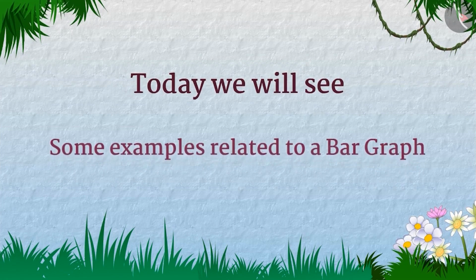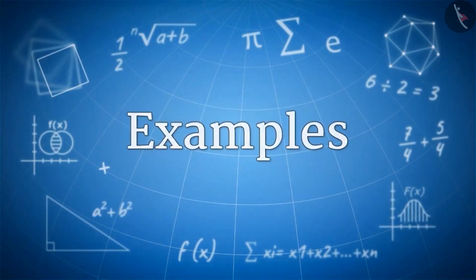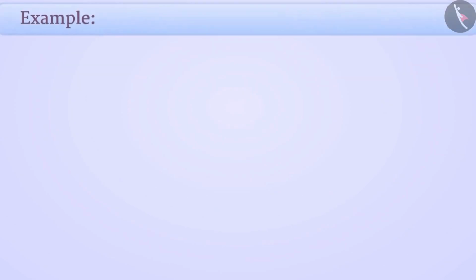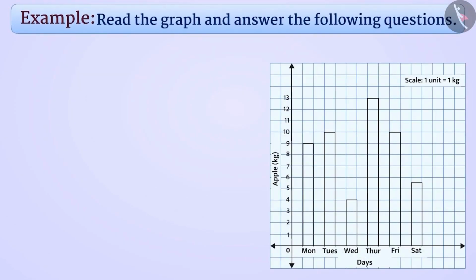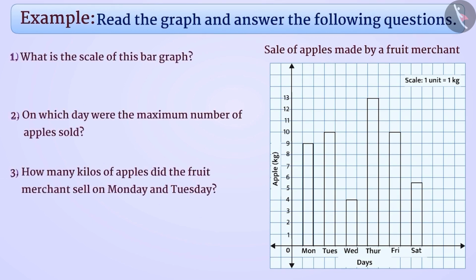Today we will see some examples related to bar graph. A bar graph is shown below. This graph refers to the sale of apples made by a fruit seller from Monday to Saturday. Read the graph and answer the following questions. First question. What is the scale of this bar graph? We observe that here the scale is 1 unit length is equal to 1 kg.